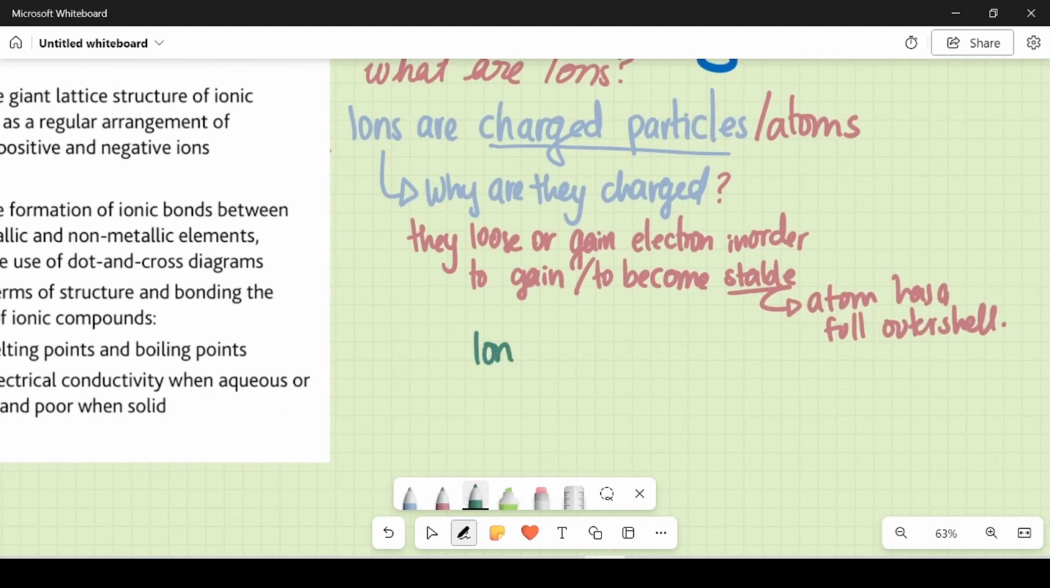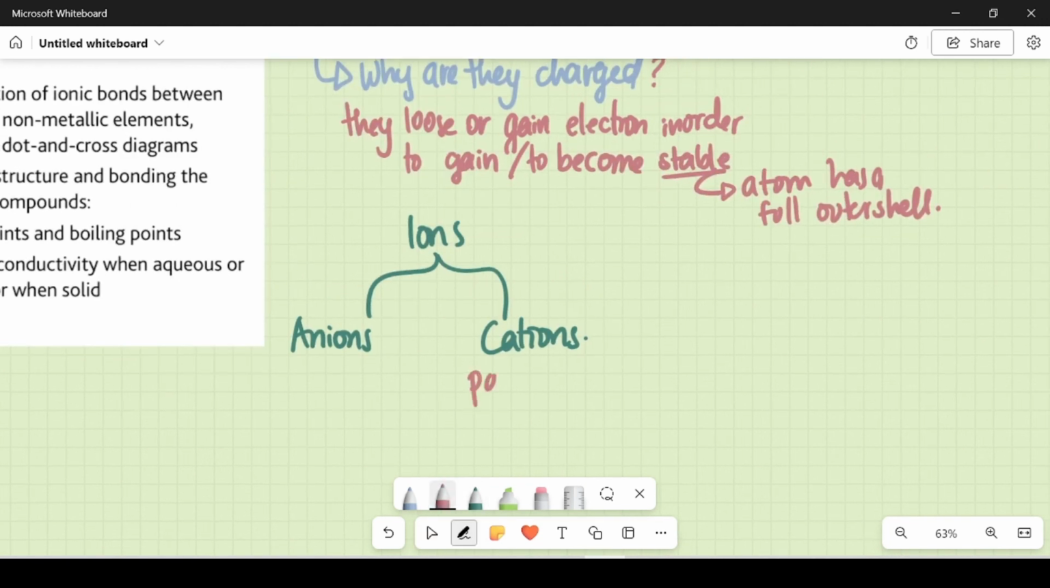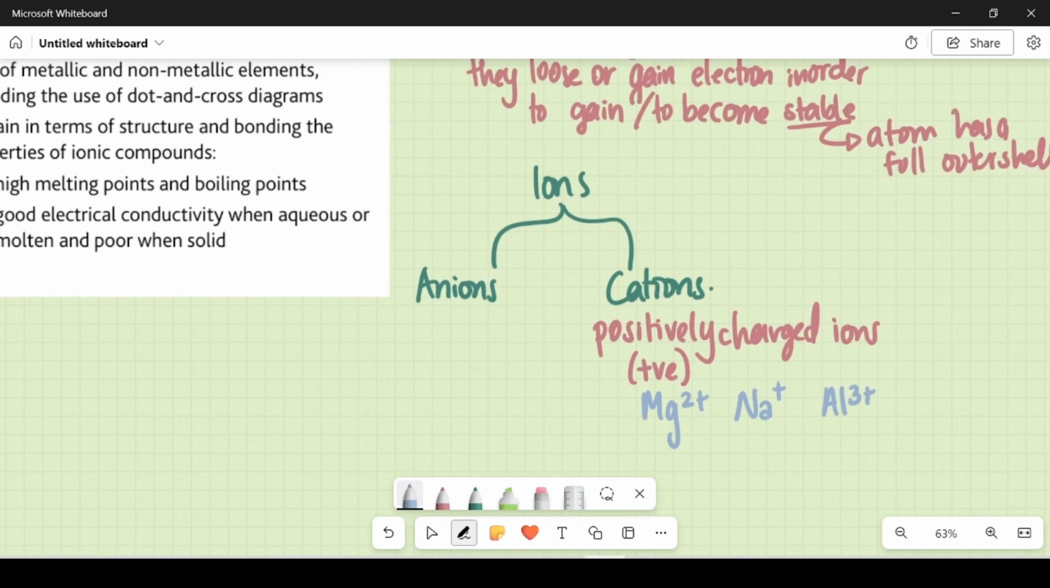Now let's talk about the two types of ions. Ions are divided into two: the anions and the cations. Cations are positively charged ions. An example of this, we could give magnesium with 2 plus, sodium with 1 plus, aluminium with 3 plus, and it goes on. There are so many cations in our periodic table and in chemistry in general.